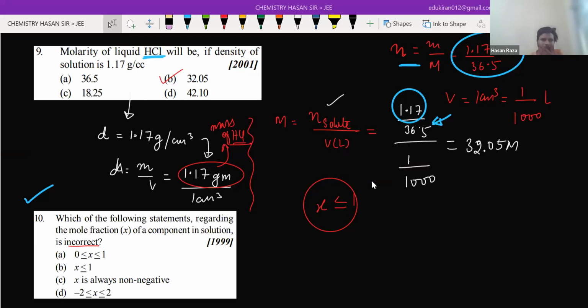Yes, sir. So you can see in the first option, mole fraction is greater than or equal to 0 and less than or equal to 1. It is true. Mole fraction equal to 1 or less than 1 is also true. Mole fraction is always non-negative. You know that mole fraction will have a value between 0 to 1, so it will always be non-negative. It cannot be negative. And if you go for D, it has been written less than or equal to -2, which is wrong. Mole fraction will always have a value between 0 to 1. So the answer will be D.